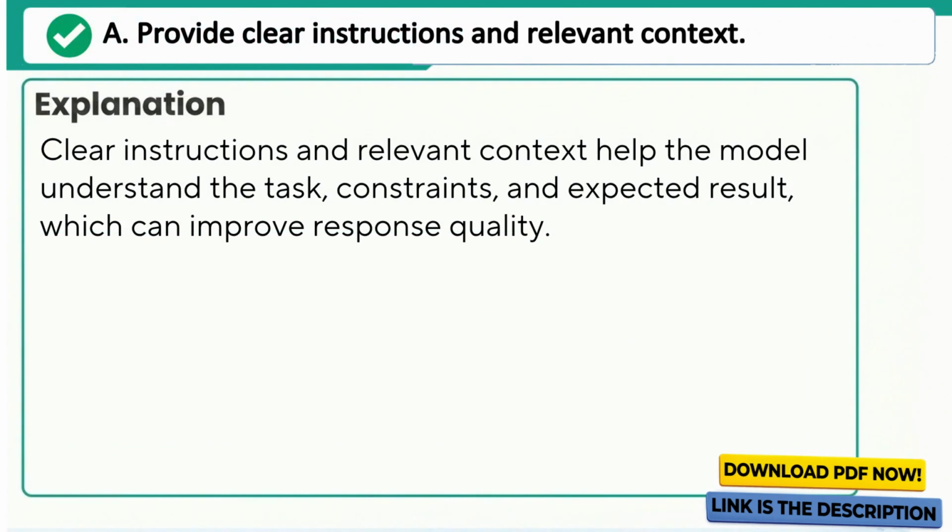Correct answer. A. Provide clear instructions and relevant context. Explanation. Clear instructions and relevant context help the model understand the task, constraints, and expected result, which can improve response quality.